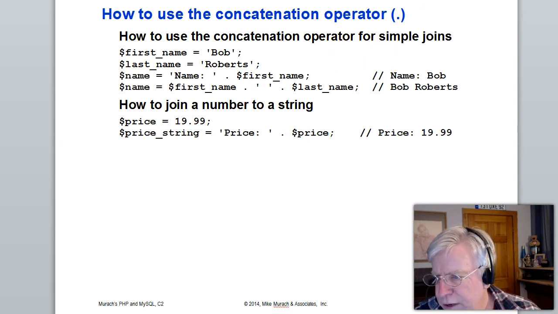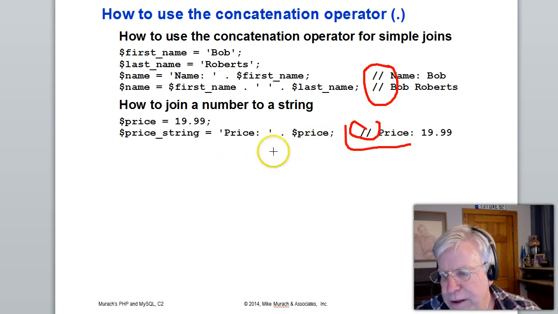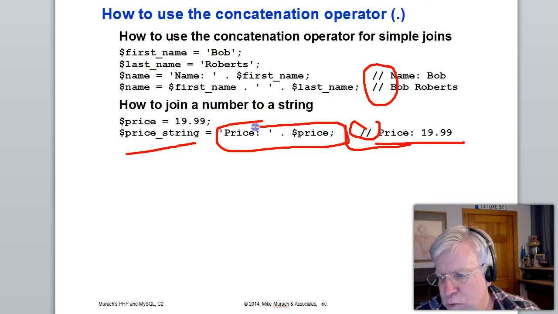And also notice here that they have comments at the end of the line. This is just documentation within the end of the line, and it's showing you what would be displayed. This price string will actually display that because of the way it concatenated the word price and the value of price.